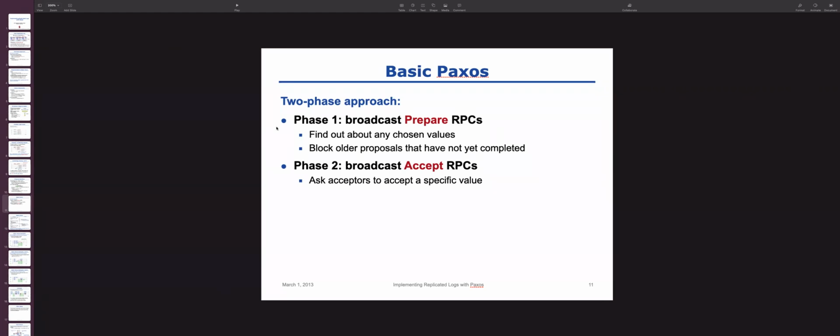Isn't it based on ordering, like whichever has the higher number? I mean, it doesn't matter whether it is chosen or not. If one comes with a higher number, I'm going to choose that. Isn't that the whole point? If there's no accepted value, then we'll choose that. Yeah. So prior to that, if some value is already chosen, then the new one will pick whatever value was chosen.